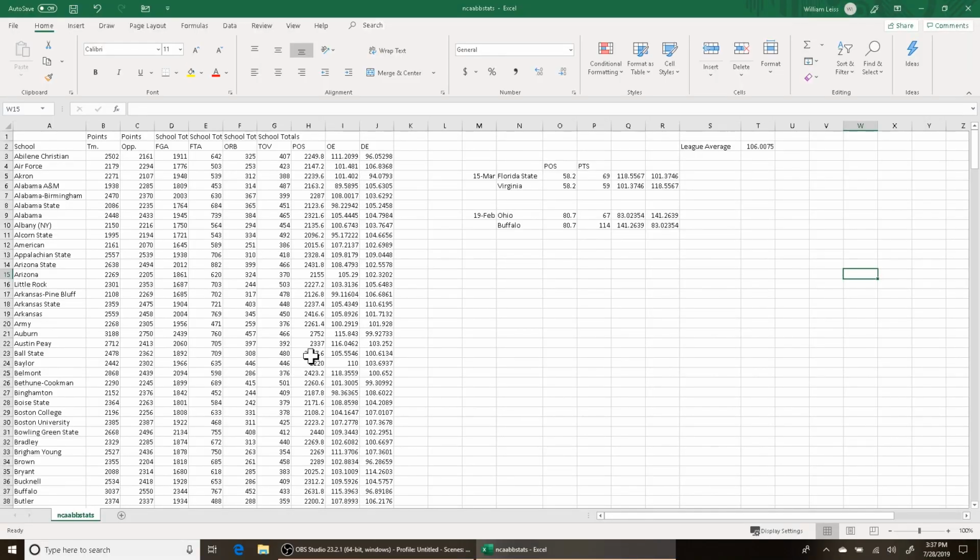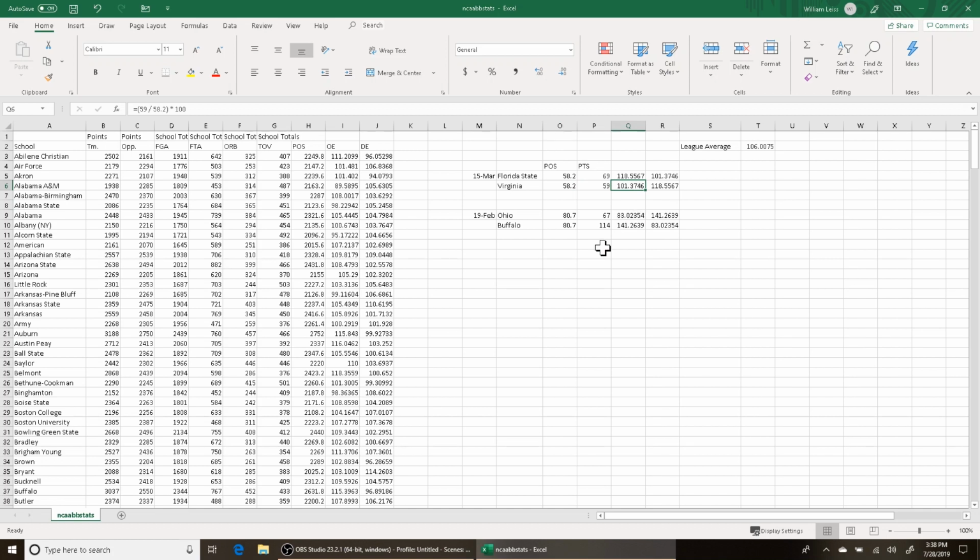So right here I have 2018-2019 college basketball stats for the season, using stats that matter for this example. I did another video about adjusting stats, and I used these two games to illustrate my point. I'm going to use them again here. On March 15th, Florida State played Virginia in the ACC tournament, and Florida State scored 69 points on 58.2 possessions for an offensive efficiency of 118.567. Virginia scored 59 points on 58.2 possessions, and therefore their offensive efficiency was 101.